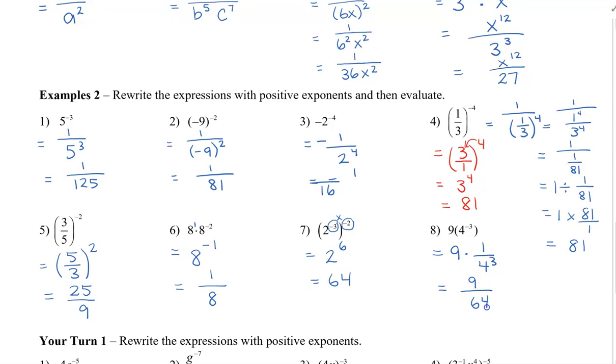So actually, instead of writing it as 9 times a fraction, you might also want to rewrite this as 9 over 4 cubed, which is then how it becomes also 9 over 64. And that's how you can work with negative exponents.